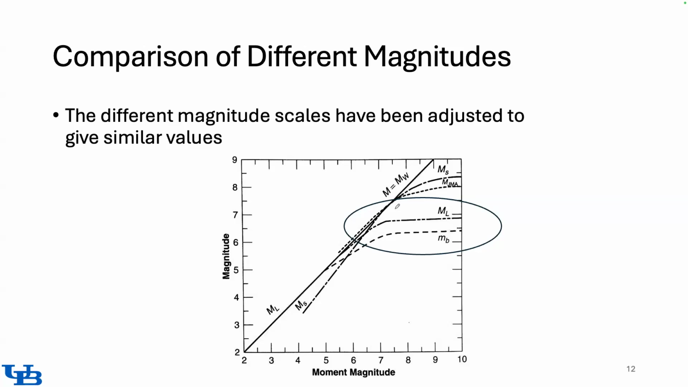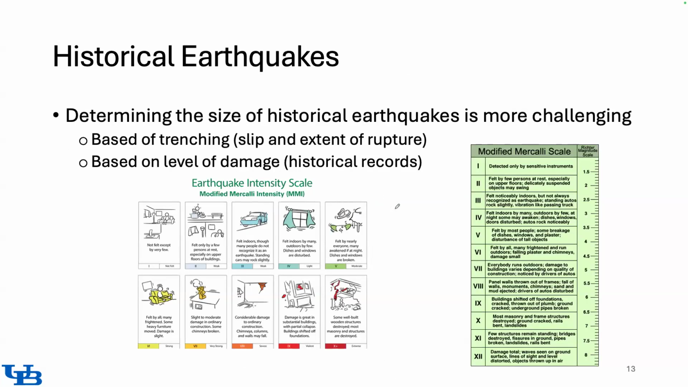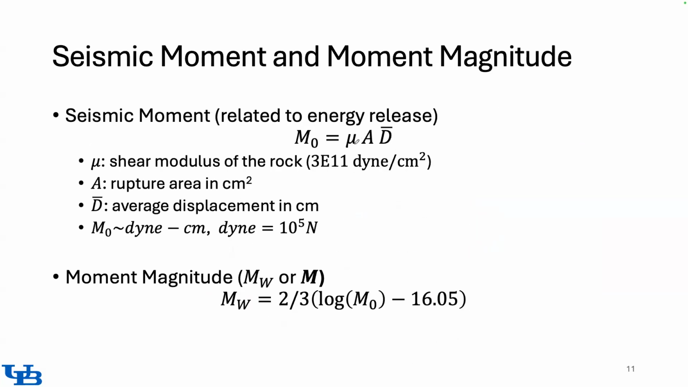So all of this tells us something about the size of earthquakes when we have actual observations. But what do we do if we care about historical earthquakes and we try to understand the seismicity of the region for earthquakes that happened in the 1800s? There are two ways to estimate the magnitude for them. One is through trenching. We can go where we think the earthquake happened, excavate and find the fault plane, and there determine both how much it slipped and the extent that the rupture covered.